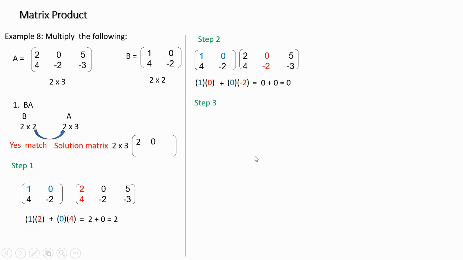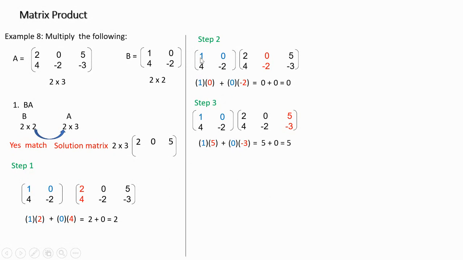Now let's do step 3. I'm going to continue with the same process, because I still have another column to multiply the row times, the last column here. So here's my second matrix. I'm going to multiply the first row times the third column, which is the final column. So 1 times 5 plus 0 times negative 3. This gives us 5. 5 plus 0, the answer is 5. So the 5 goes here.